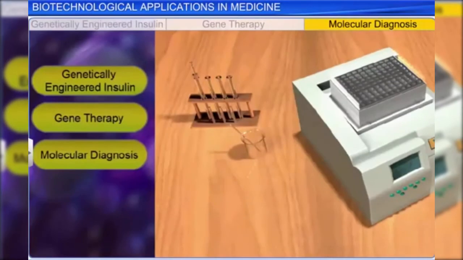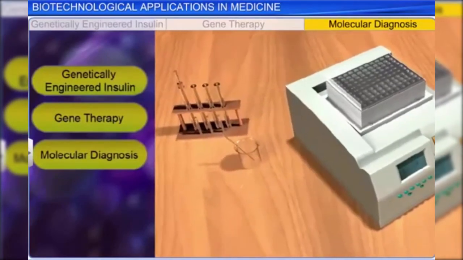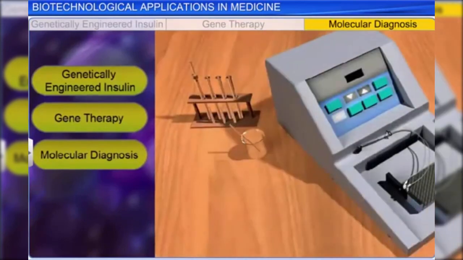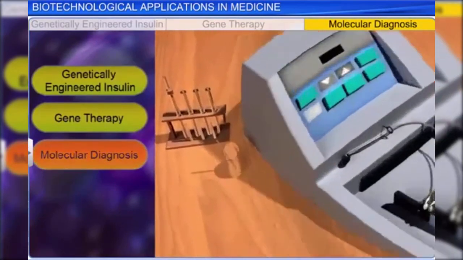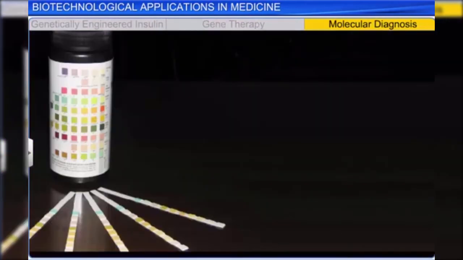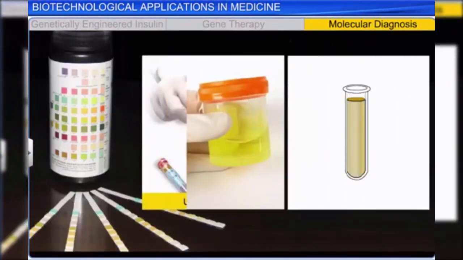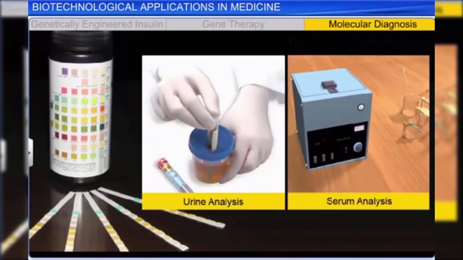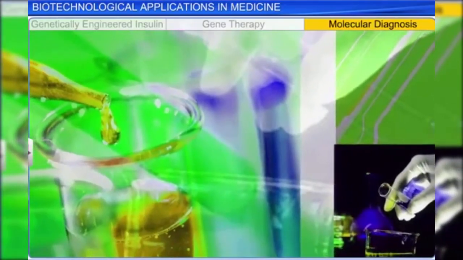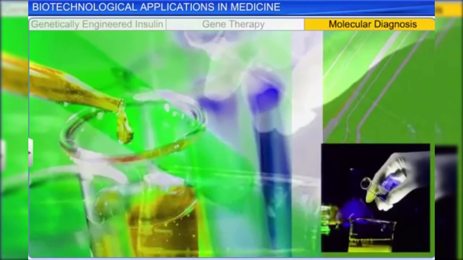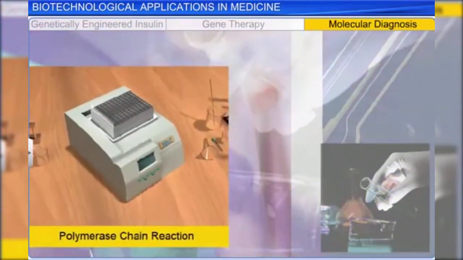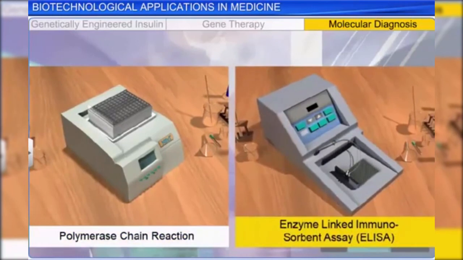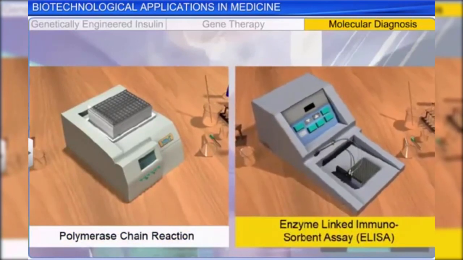Apart from treatment of diseases, biotechnological methods are also used effectively for molecular diagnosis of diseases. Conventional methods of diagnosis, such as urine and serum analysis, detect the presence of a pathogen at a relatively late stage when pathogen concentration in the body becomes very high. Conversely, methods such as polymerase chain reaction or PCR and enzyme-linked immunosorbent assay or ELISA facilitate early diagnosis.